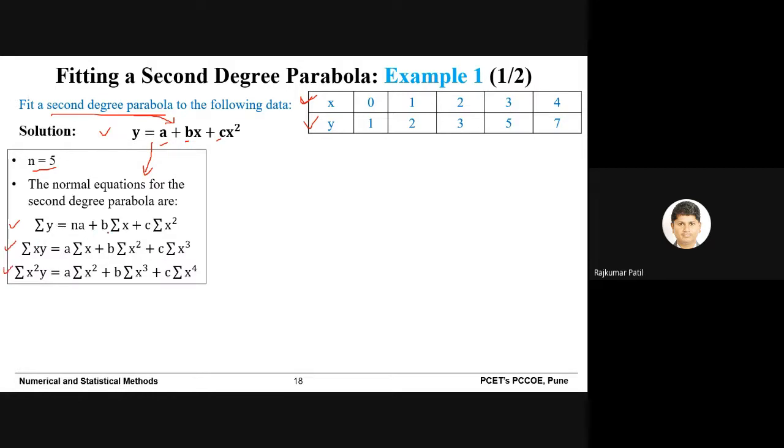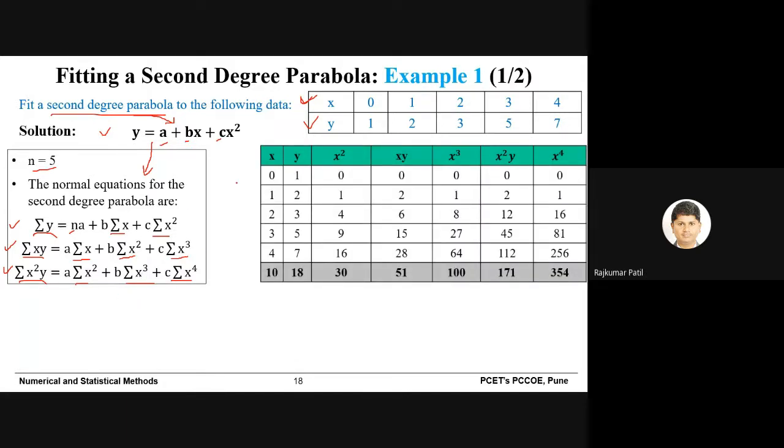And now when we look at this equation, you need to find out the values of summation y, n, summation x, summation x square, summation xy, summation x cube, summation x square y, summation x raised to 4. So you can see there are so many summations that you need to calculate, and for that you need to prepare the table very carefully. So we will go to the table.